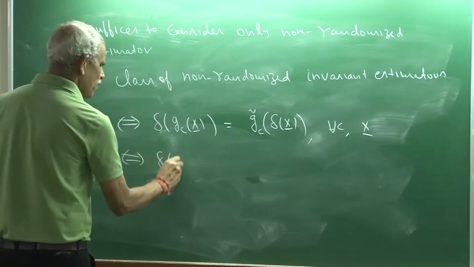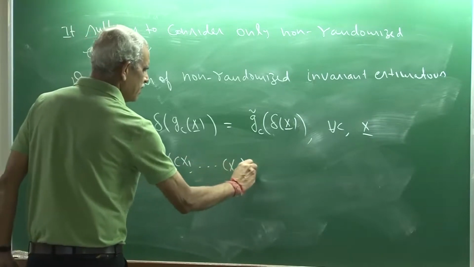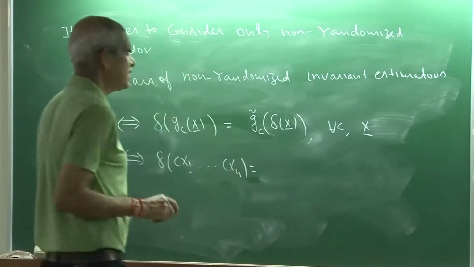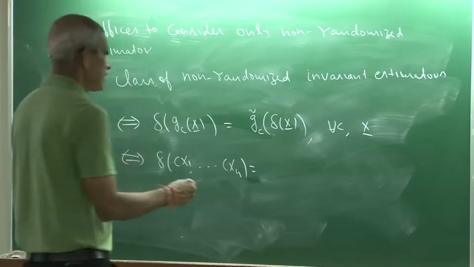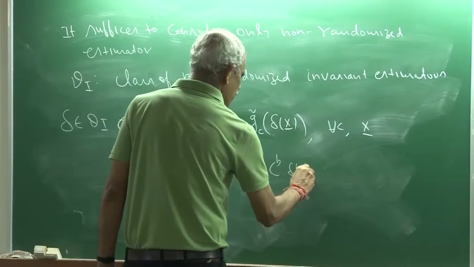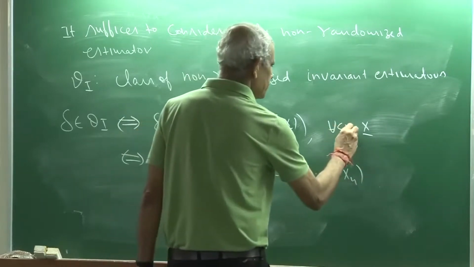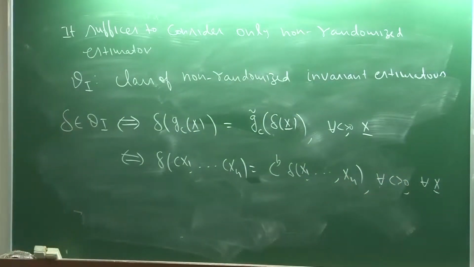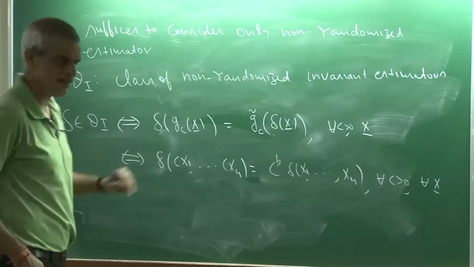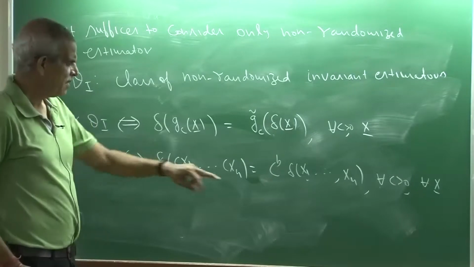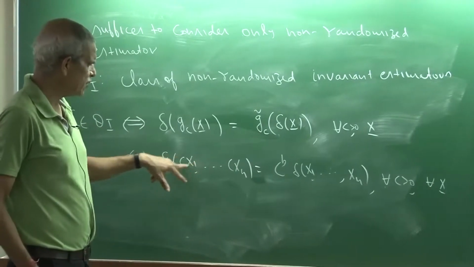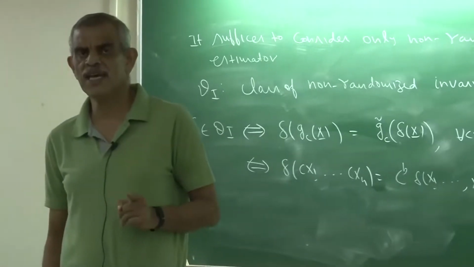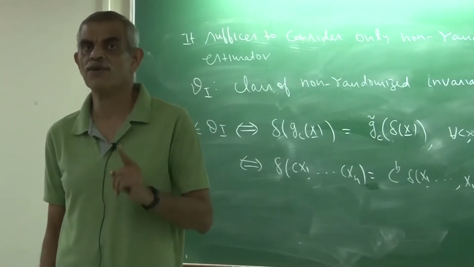This is equivalent to saying that delta of (C x1, ..., C xn) is the same as G tilde C delta, and what is G tilde C? It is the same as C to power B times delta. So that means C to power B of delta of (X1, X2, ..., Xn), for every C positive and for every X. Now note that this is a scenario where my Xi could be negative, but my C is positive. So what I can do is choose C to be 1 upon Xn, but C has to be positive, so choosing C as 1 upon Xn will not do. I'll have to choose C to be 1 upon mod of Xn.